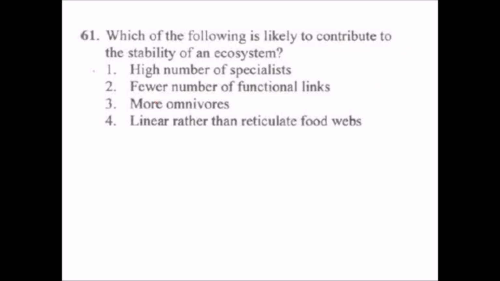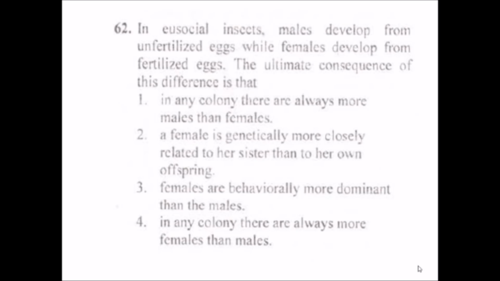Next question, number 61. Which of the following is likely to contribute to the stability of the ecosystem? If there is an increase in only carnivorous or only herbivorous, then it will not contribute to the stability. Rather, it will focus on only one food chain. But if there are more omnivorous, then it will lead to the balance between the carnivorous as well as herbivorous. So the answer will be more omnivorous.